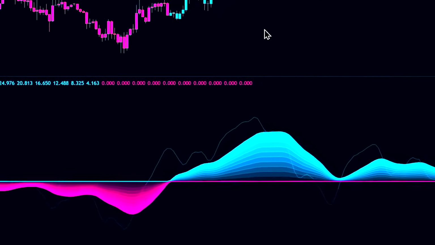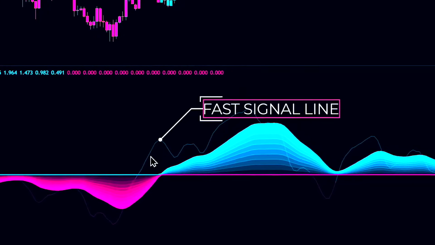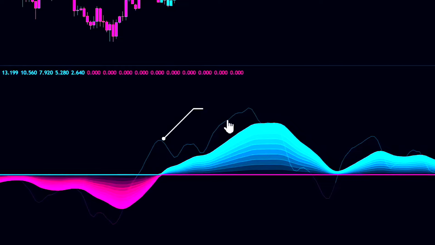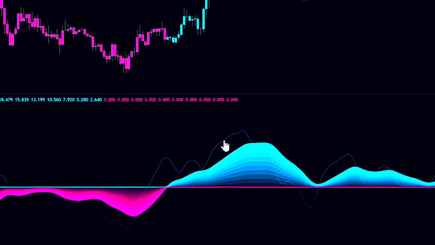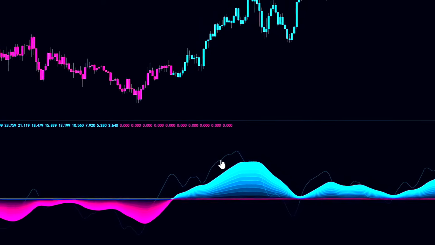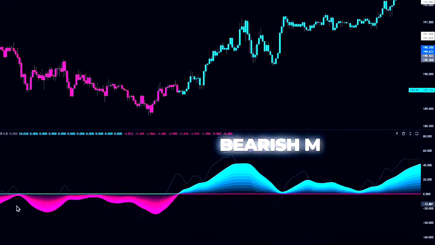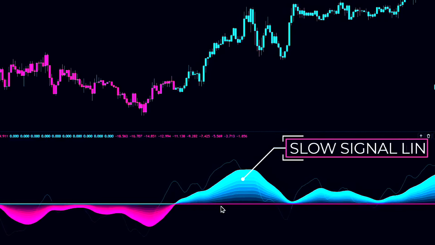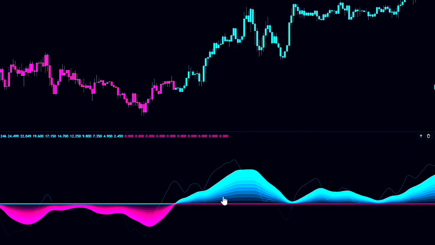Down in the indicator panel, you've got the main players, a fast signal line, that thin line bouncing around the zero mark. It's super quick, picking up price changes fast, which makes it great for checking short-term momentum. Above zero, that's bullish energy. Below zero, bearish vibes.